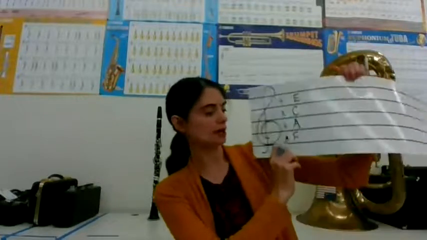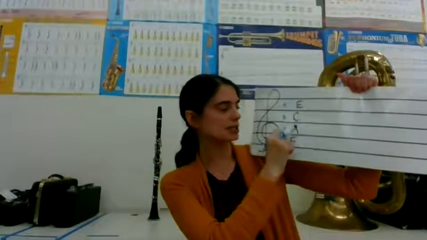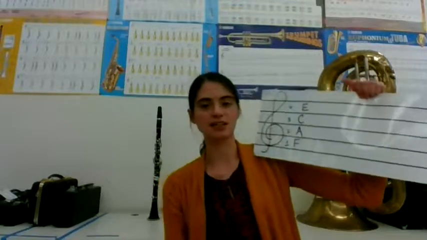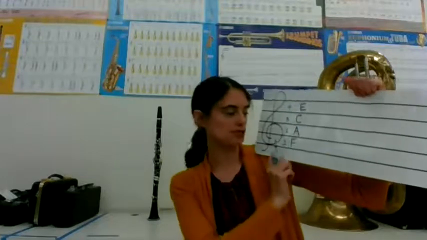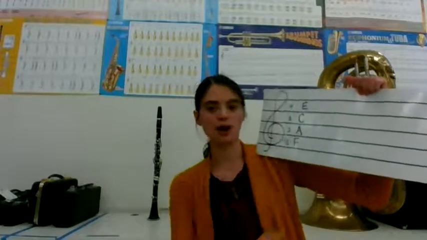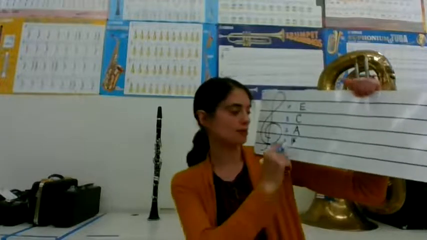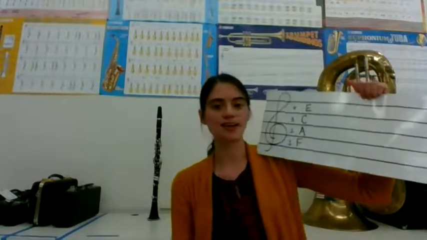So if we look at this, the first space is F, the second space is A, the third space is C, and the fourth space is E. Now, you might notice something. If we start at the bottom and we read up, it actually spells a word. That word is face. And an easy way to remember that those notes are F, A, C, E, or face, is your face fits in this space.